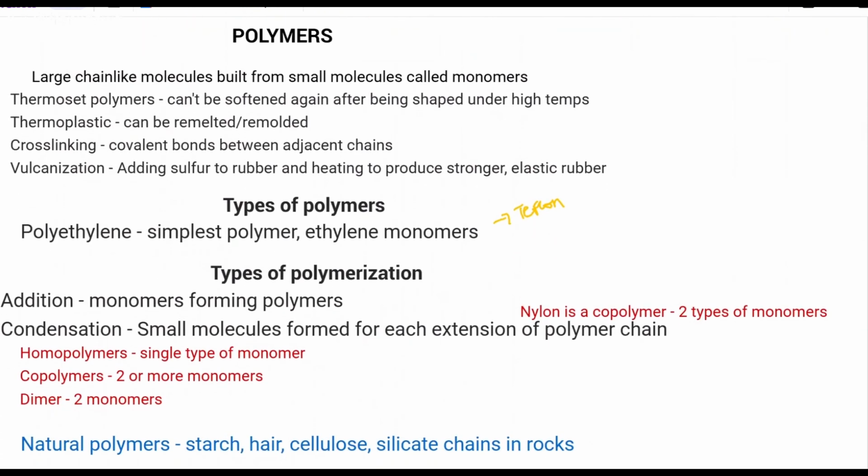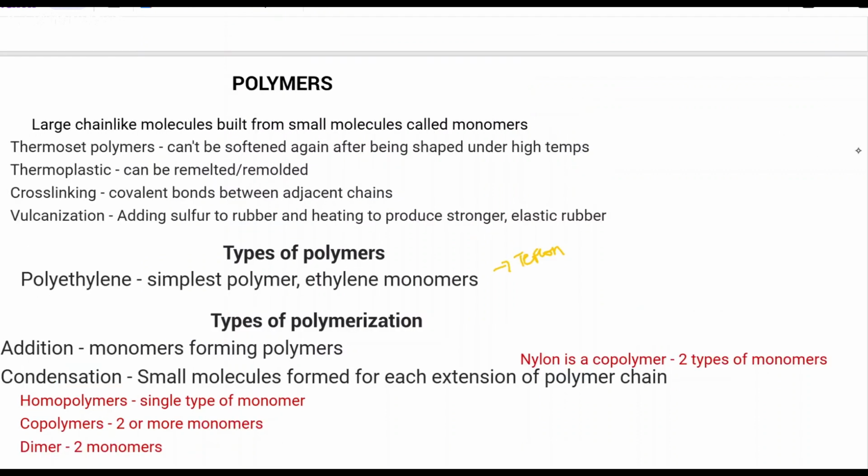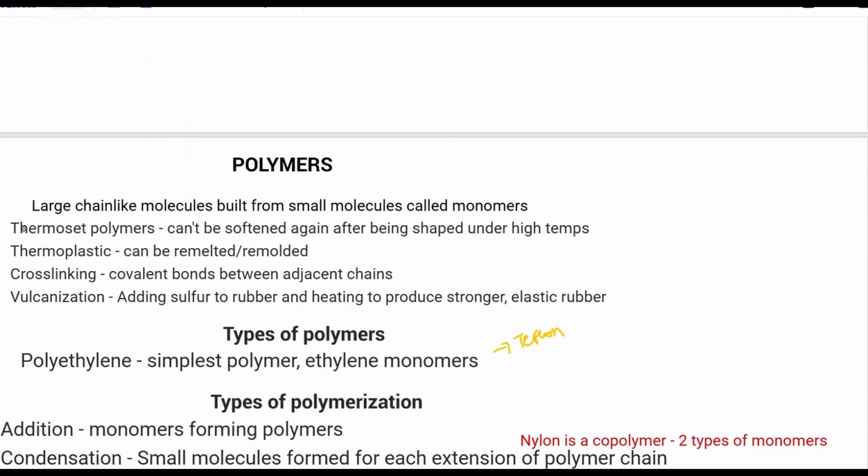Now moving on to more of a memorization type part of the chapter. Polymers, chain-like molecules. It's just a long chain of organic molecule. So this actually could be a polymer, just CH, CH, CH, CH, CH. And there are different kinds of polymers. So thermoset polymers, if you make it, you can't reshape it. Thermoplastic, however, you can heat it up and then remold it.